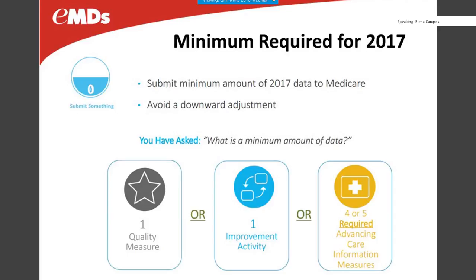So at bare minimum, in the year 2017, the clinician needs to submit one quality measure or one clinical practice improvement activity, or 4 to 5 of the required advancing care information measures. Now, we'll talk about this again later, but advancing care information measures are very much like the former MU measures. So one quality measure or one improvement activity, which are all brand new, or 4 to 5 previously MU measures that are now being renamed advancing care information measures. That is the bare minimum for 2017 to make sure that no negative adjustment is placed on the clinician.